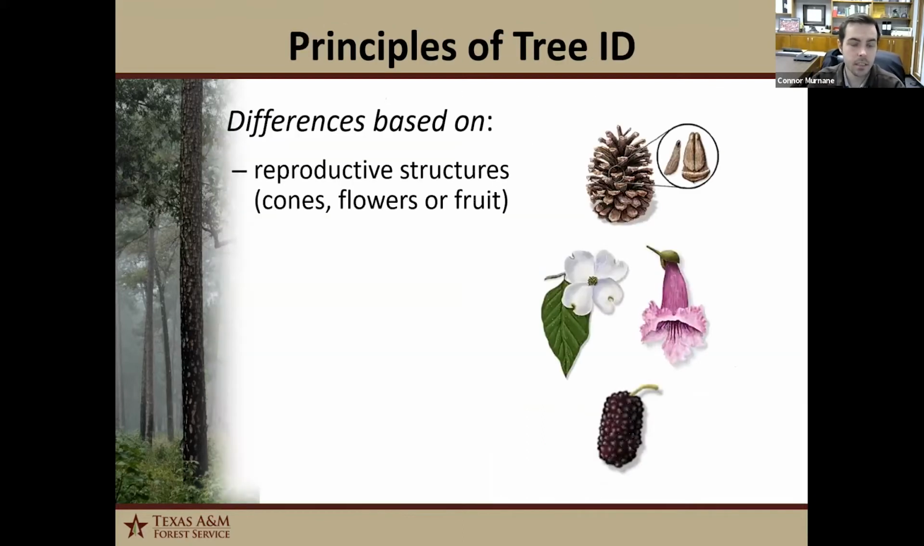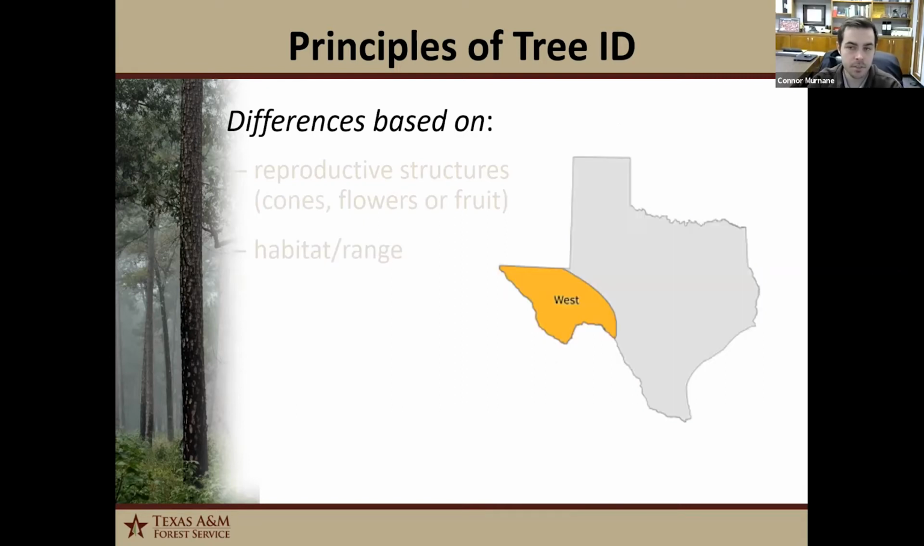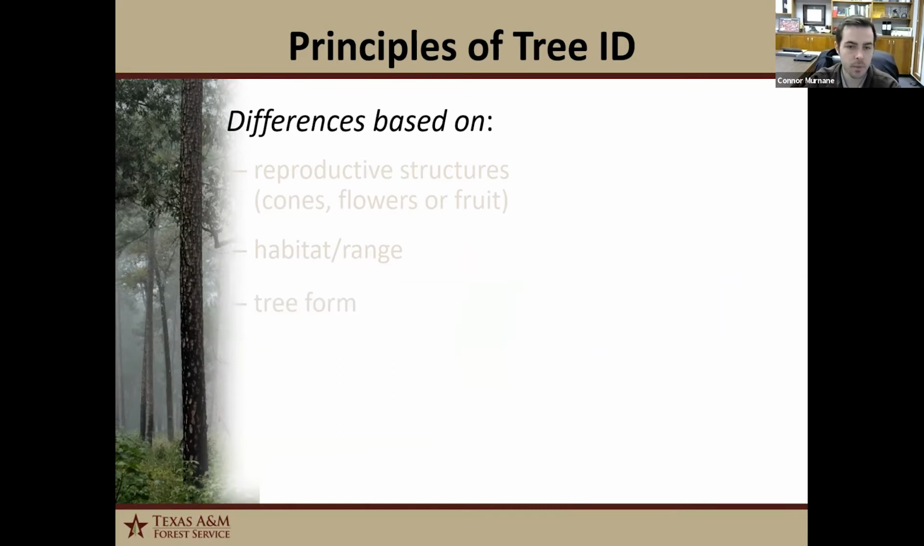Principles of tree ID, and the differences are vast. I think we're all familiar with them. Of course, the reproductive structures, whether that be cones, flowers, or fruiting bodies. Habitats are range expressed in the ecoregions of Texas. Tree form, you'll find excurrent forms, so a dominant leader trunk such as pine trees or conifers. And then you have baldcypress as well as a good excurrent, or you'll have decurrents such as live oaks, a good decurrent where their branches spread out wider than they grow up taller, and they lack a dominant trunk. It's hard to tell where that dominant leader is.